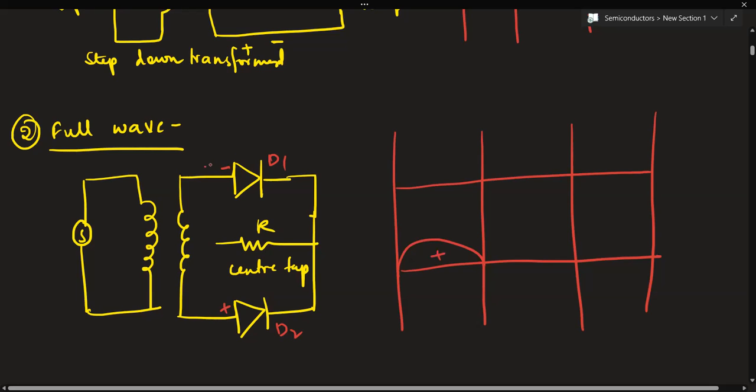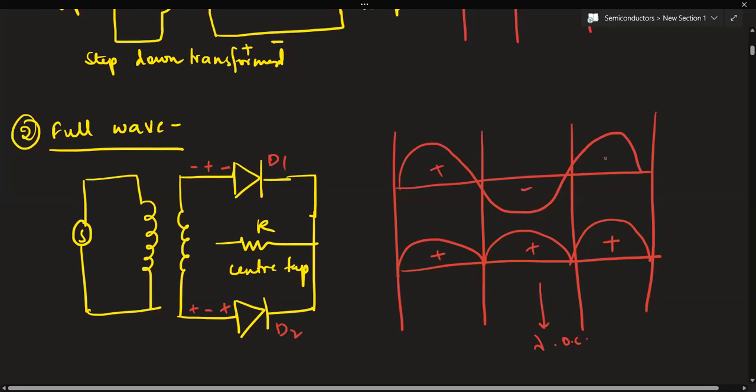Now see, when it gets reversed, this will be positive, this will be negative. This won't be able to conduct, but this part D1 will be able to conduct. So we will be able to get another curve, another output, this unidirectional output. Now when again it will be negative, this will be positive, so this will be able to conduct. So are we getting continuous graphs or interrupted? Continuous. So this is the frequency for DC, and had it been AC, there would have been a change.